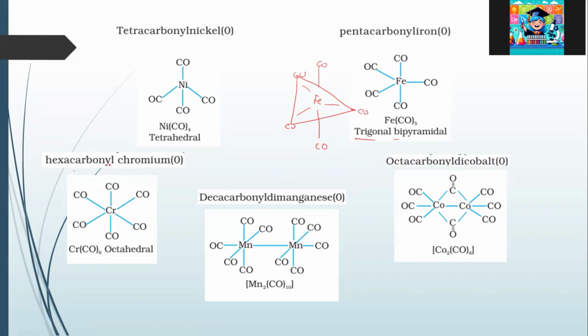Then coming to hexacarbonyl chromium. The structure is octahedral. So we have seen the octahedral structure. That is, chromium is the center and four corners of a square are occupied by four carbonyls in the plane of the metal itself. And two carbonyls are not in the plane. One is above the plane, one is below the plane.